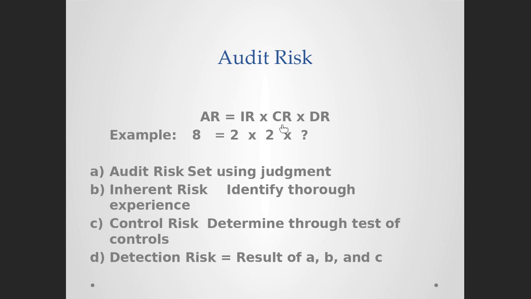The second one is control risk. The control risk is based on how good or bad the internal controls are of our client. The internal controls are procedures put in place to ensure how many things? Internal controls are in place to ensure 3. Very good. What is the first one?